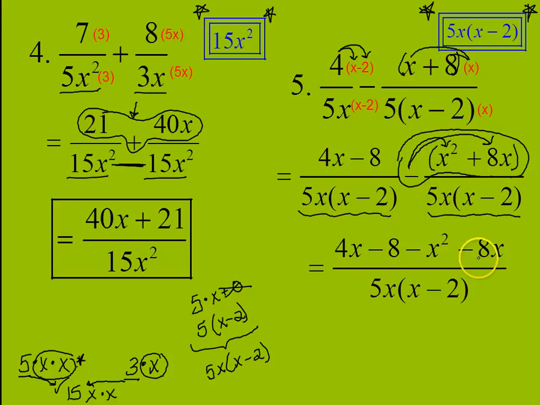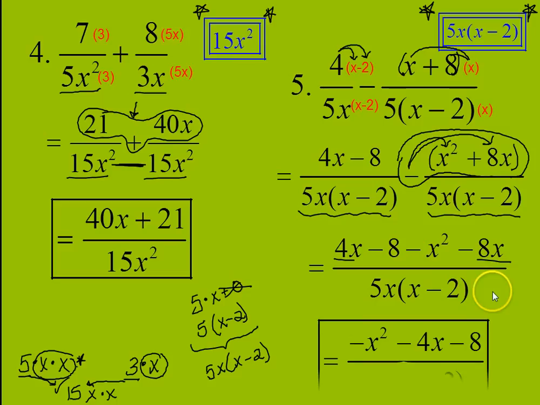Now I can combine what I have. So I've got a negative x squared. I've got a 4x and a negative 8x, which is negative 4x minus 8. You could take a negative 1 out. You don't necessarily need to do so. You need to factor if you can, but when I look to factor this question, 8 times 1 and 4 times 2 are my options. Neither one of those gives me my 4 in the middle that I need. So it cannot be factored. That's why that is my answer.